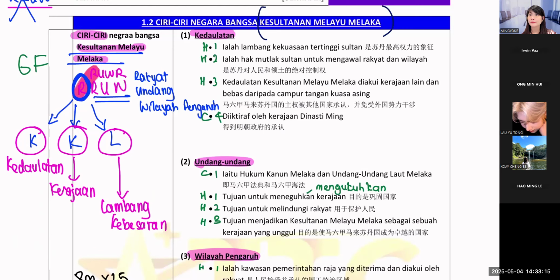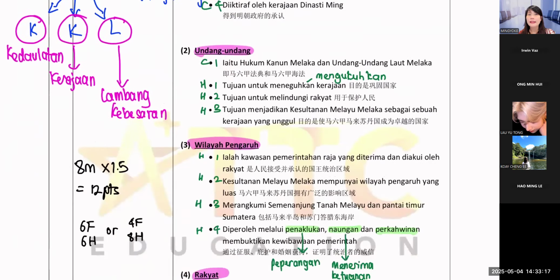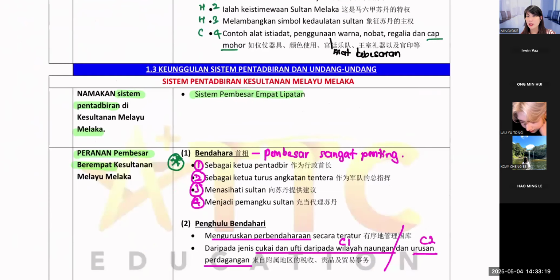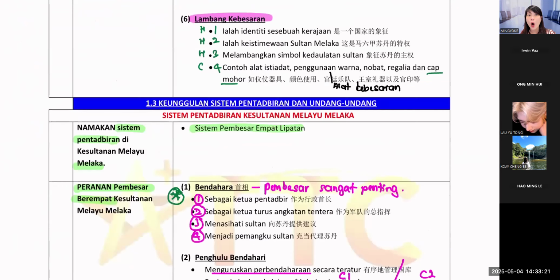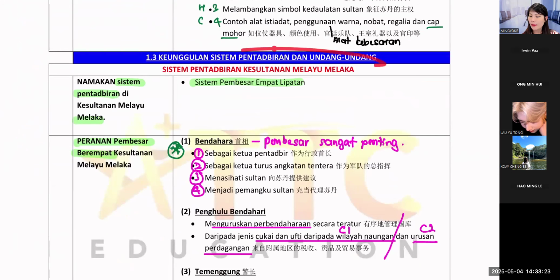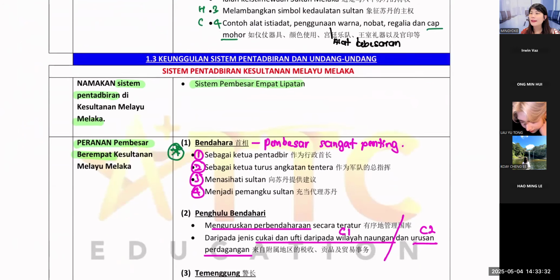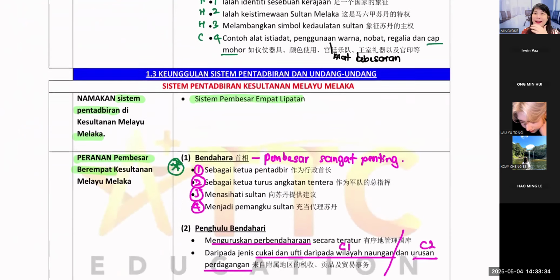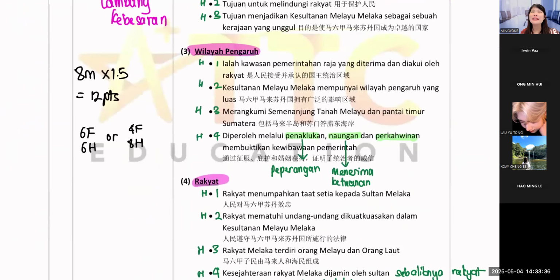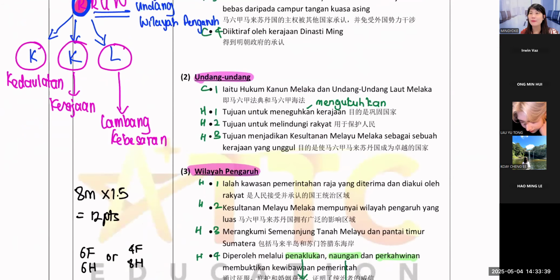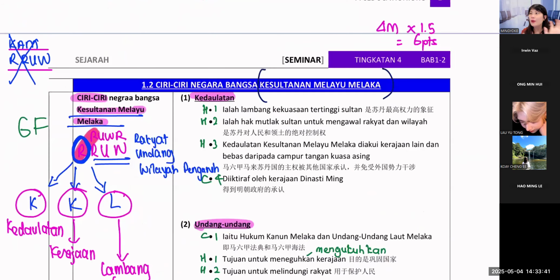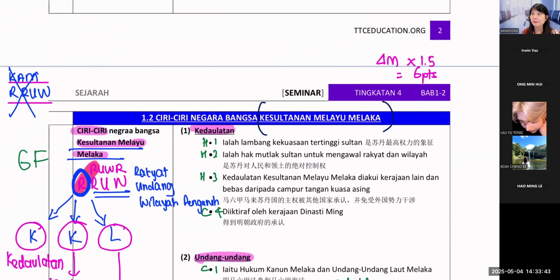Faham tak? Okay, now, next we go into our page 4. Finally, it's talking about our government system, supremacy, and the legislation. Why times 1.5? Guys, if for example you miss anything, let me know. At the same time, you can also view back the recording. Yes, it will be available on your YouTube.